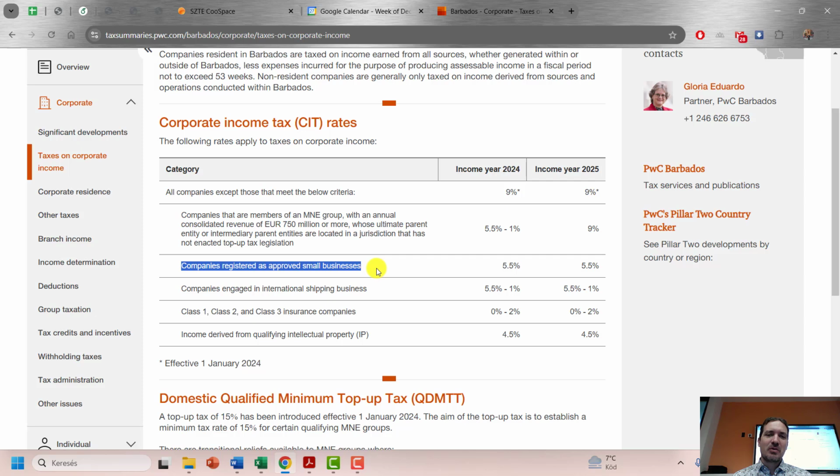Okay, companies registered as approved small businesses. We are not small businesses. Not international shipping businesses. Can we register a shipping business? We are shipping stuff to space. Yeah, it's okay, it's horizontal. But after that it becomes vertical, you just have to go up for several hundred kilometers. So why has nobody used this loophole yet? Okay, insurance companies, that would also be nice. Intellectual property rights, we could exploit this one as well.